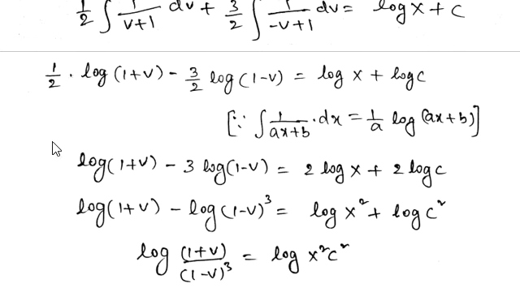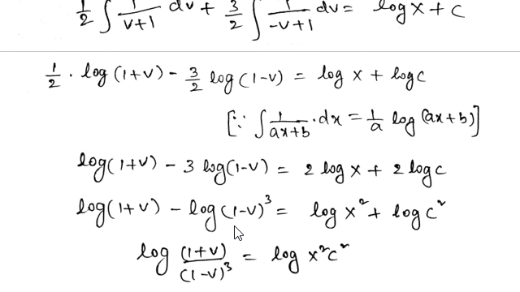And if you write the next step from this step, just multiplying both sides of the equation by 2, you can write it as log of 1 plus v minus 3 log of 1 minus v is equal to 2 log x plus 2 log c, multiplying both sides of the equation. So you can write like this, and in the next step, log of 1 plus v minus, writing 3 here, log of 1 minus v whole cube.